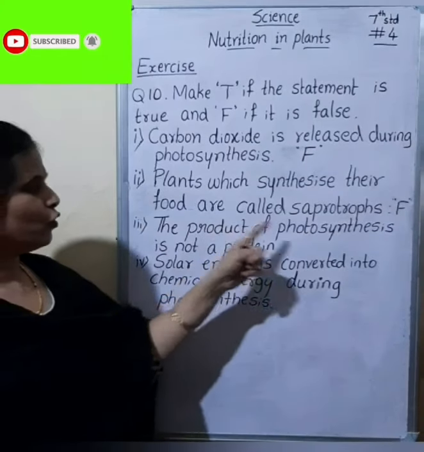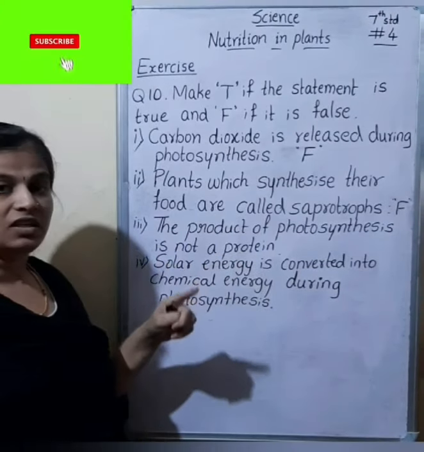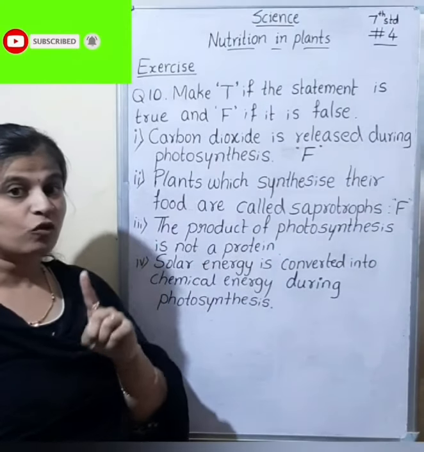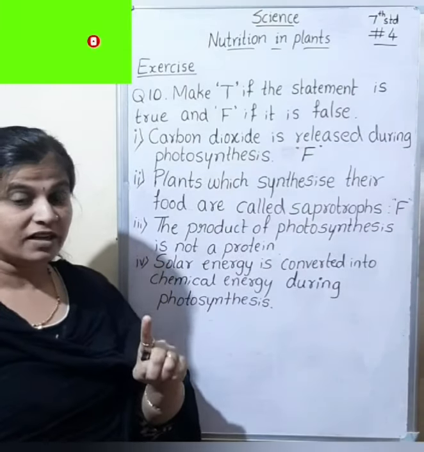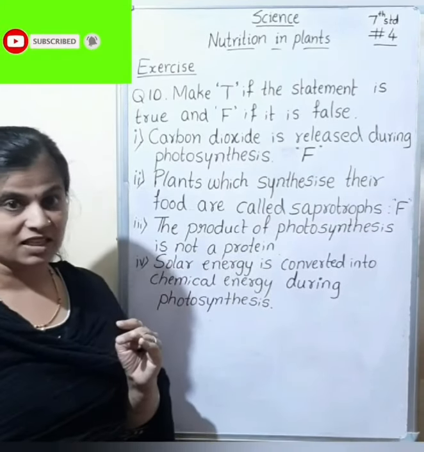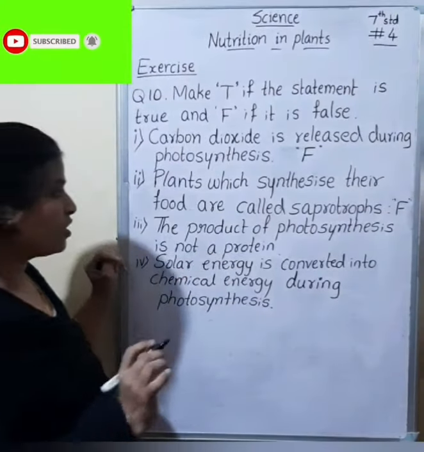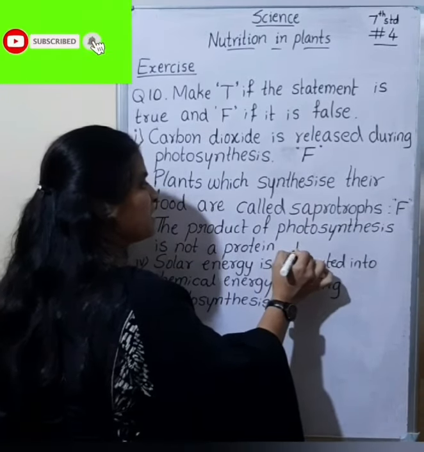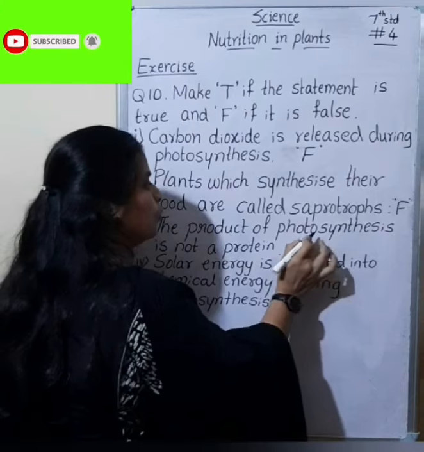The product of photosynthesis is not a protein. Yes, it's a true statement, because what is the product of photosynthesis? Carbohydrate, or what we can say glucose, and oxygen is released over there. So protein is not a product of photosynthesis. So the statement here is true.